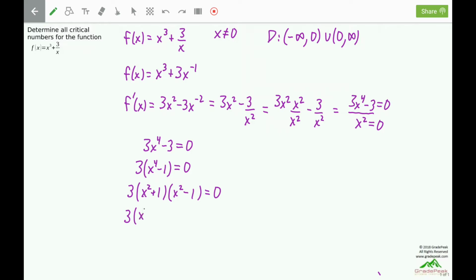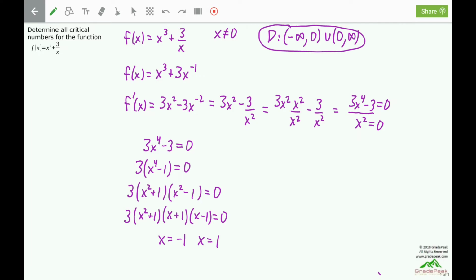The x squared plus 1 is a sum of squares, does not factor, and has no real number solutions equal to 0. But the difference of squares factors further and will be x plus 1 and x minus 1. This leads to x equals negative 1 and x equals positive 1. We will keep only those that are in the domain. The domain is all real numbers except for 0. Neither of these are 0. Both of these are kept.